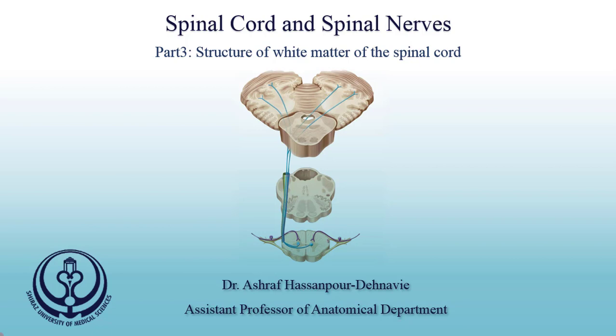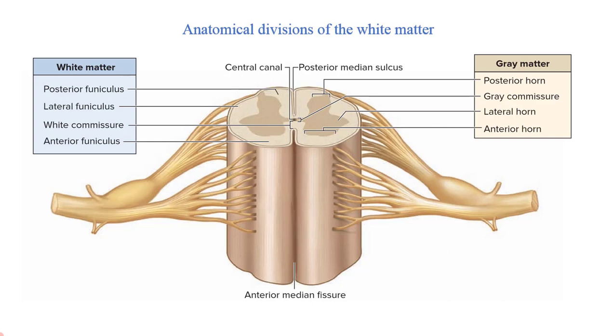In today's lecture, we are going to be covering the structure of white matter. First, let's look at the anatomical divisions of the white matter. There are three areas identified in each of the two halves, meaning each part comes in a bilateral pair.